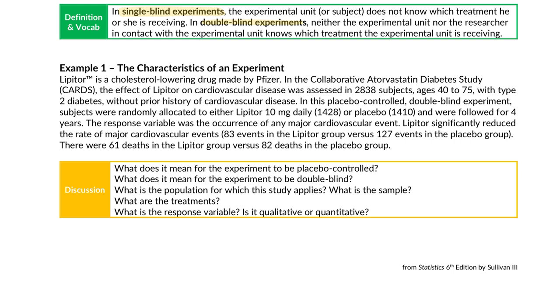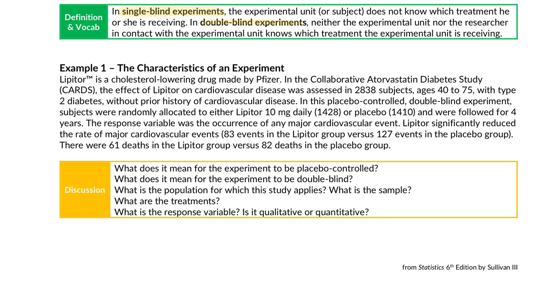In this placebo-controlled double-blind experiment, subjects were randomly allocated to either Lipitor for 10 milligrams daily, that's 1,428 people, or placebo, 1,410 people, and were followed for 4 years. The response variable was the occurrence of any major cardiovascular event, and Lipitor was shown to significantly reduce the rate of major cardiovascular events, 83 events in the Lipitor group versus 127 events in the placebo group. There were 61 deaths in the Lipitor group versus 82 deaths in the placebo group. This would be a study we could look at.